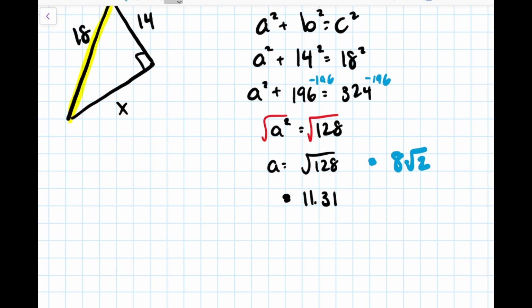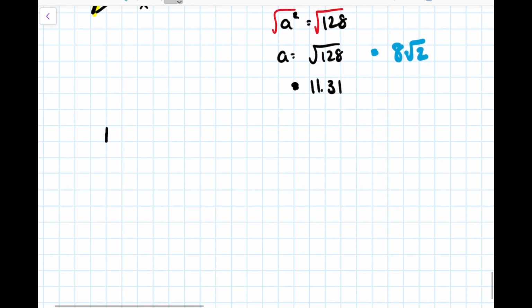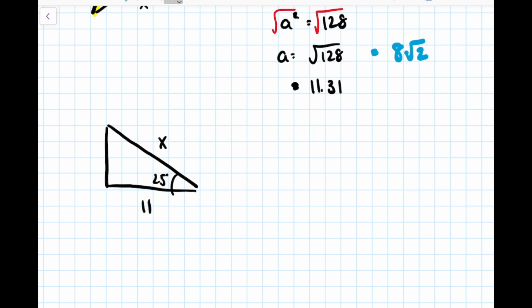Obviously, we have trig as well. So let's look at an example. So let's say we had this triangle. And we knew the following things. So I told you this was 25 degrees. And this was 11, and this was x. And so I want to calculate that hypotenuse. So the first thing we need to do, again, is label. All right, so again, this is trigonometry.